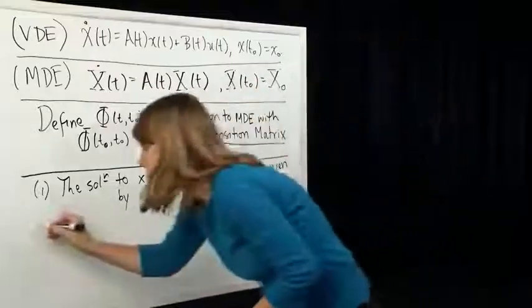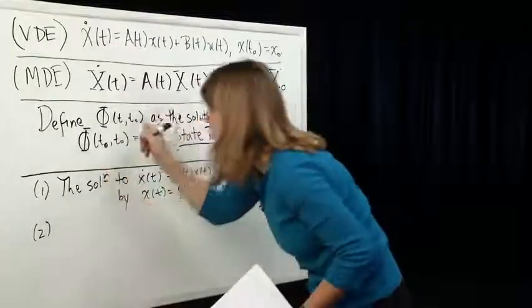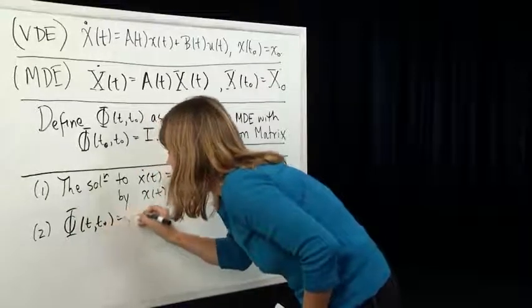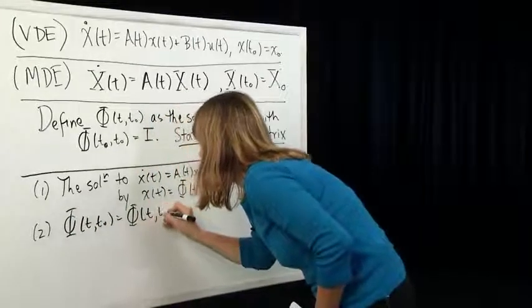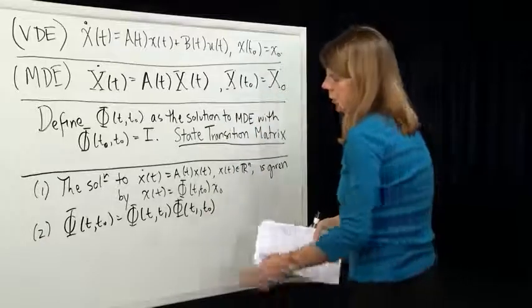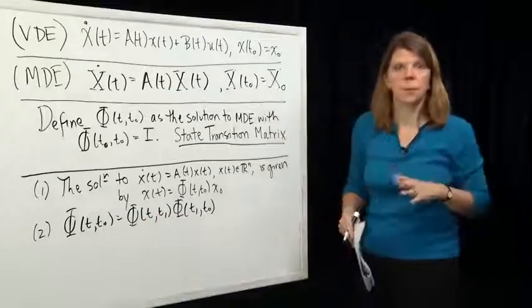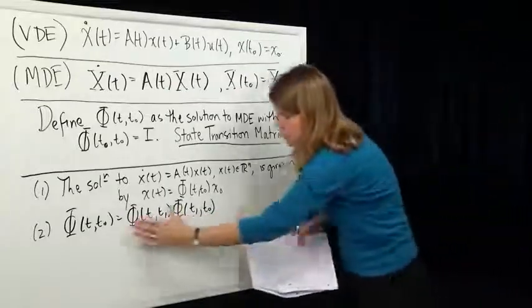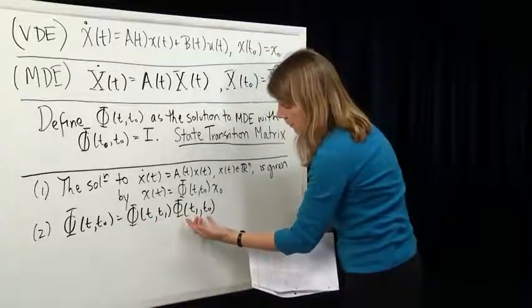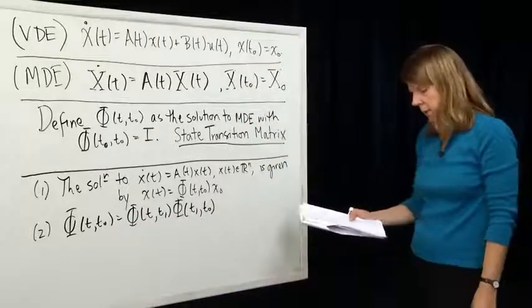The second property is a property of the state, a property which is intrinsic to this state transition matrix. Phi of t comma t0 is equal to phi of t comma t1 times phi of t1 comma t0. This is called the semigroup property. We recall the statement of the semigroup axiom from our definition of dynamical systems, and this is strongly related to that, as we'll see. But again, this requires proof.